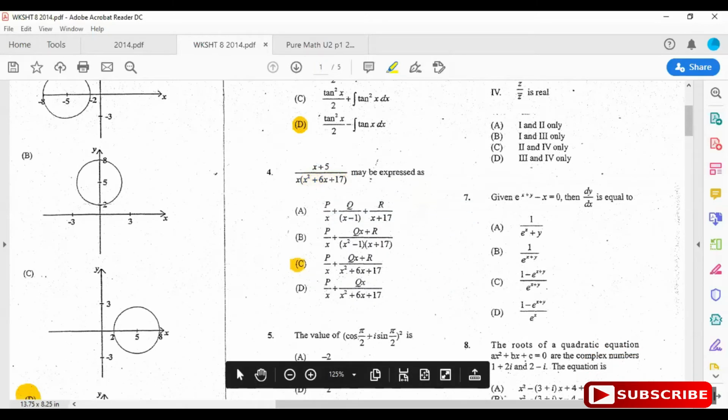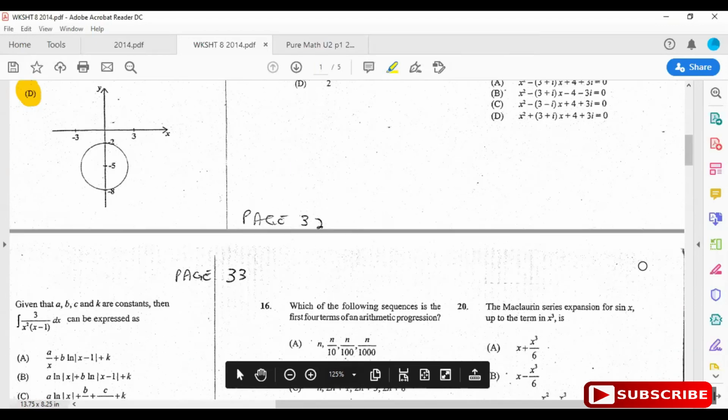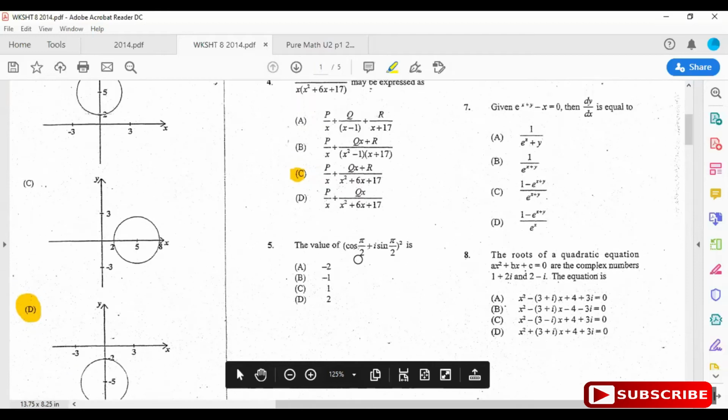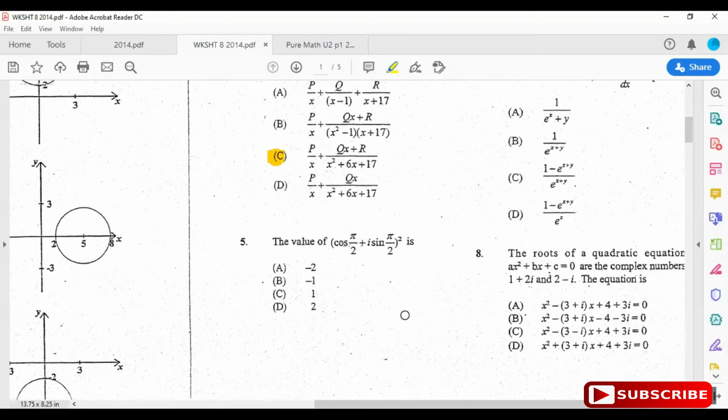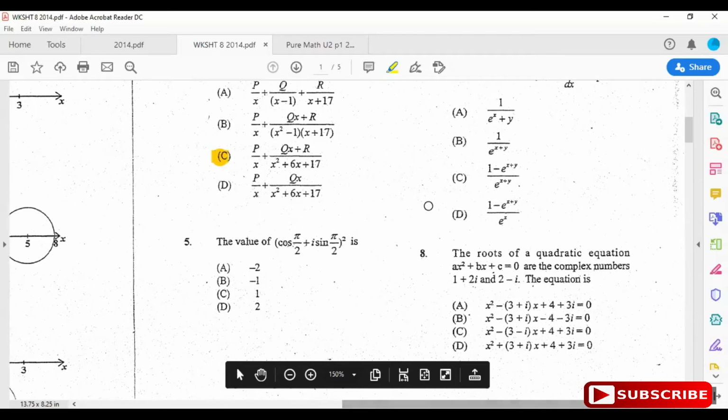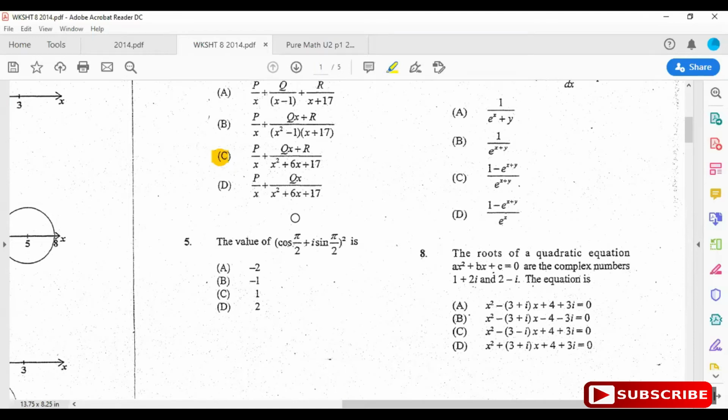All right, easy question. Question 5 is asking us to find the value of cosine pi over 2 plus i sine pi over 2, all squared. To do this question, we're going to have to apply De Moivre's theorem.